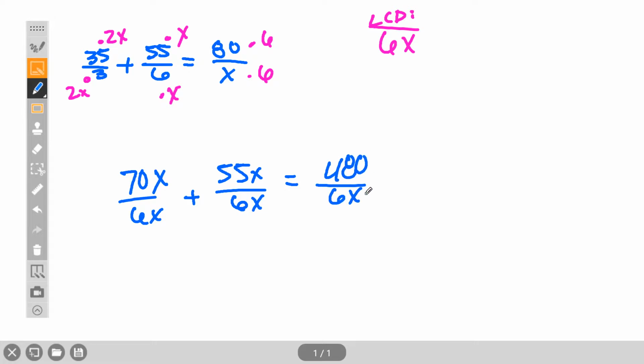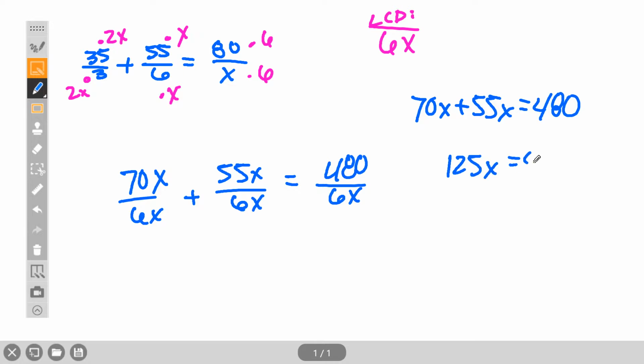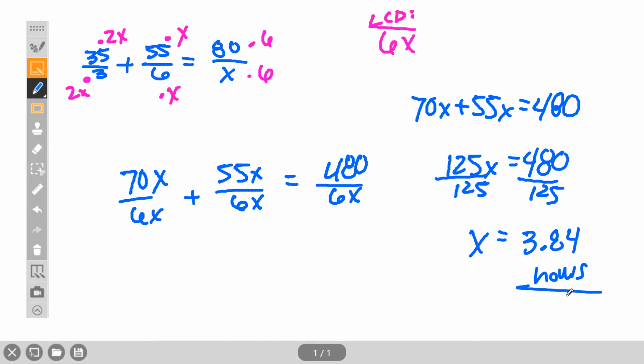over 6x. So now we can just solve the equation in the numerator. 70x plus 55x equals 480. So 70 plus 55, 125x equals 480. Divide by 125. And I think we're supposed to round to the nearest hundredths place, is what it said. Yeah. So it's going to take about 3.84 hours for them to wash 80 dogs. All right, 80 dogs in 3.84 hours.